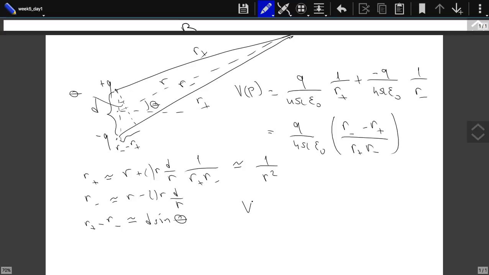And so the potential at the point P is Q over 4 pi epsilon 0 times D sine theta over R squared, which we also wrote as the dipole moment times R hat divided by 4 pi epsilon 0 R squared.